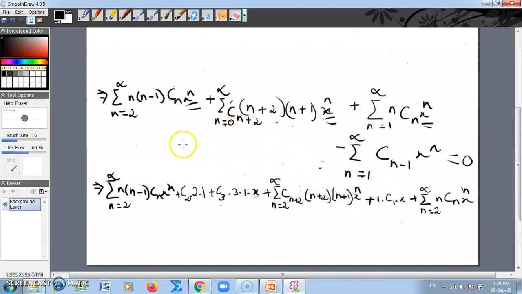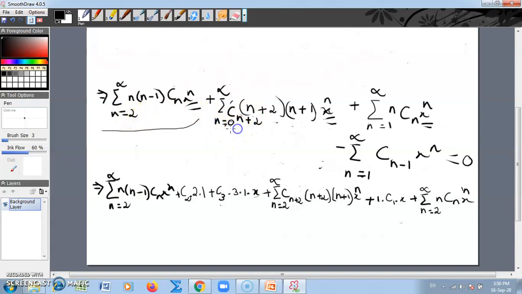So we were here. We took the first expression, the first series. Actually, because these are not just terms, these are all infinite series. We kept it as it is because it starts from n goes from 2.